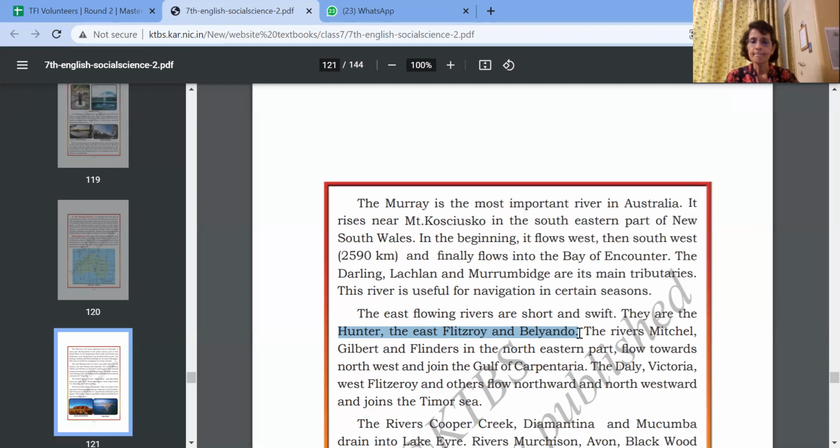And so we have some east flowing rivers. And then we have some rivers which are going towards the north. So we have some rivers which are going towards the northwest and they join the Gulf of Carpentaria. The ones that are going towards the northwest, they join the Gulf of Carpentaria. Okay.